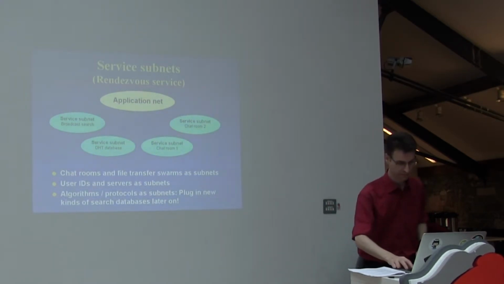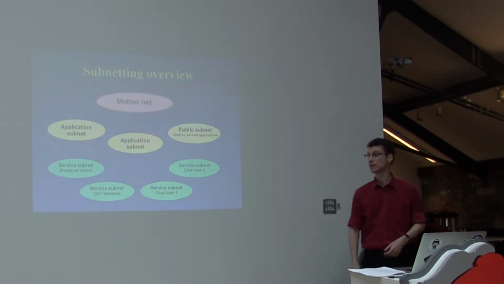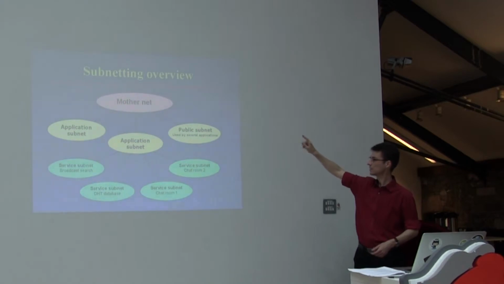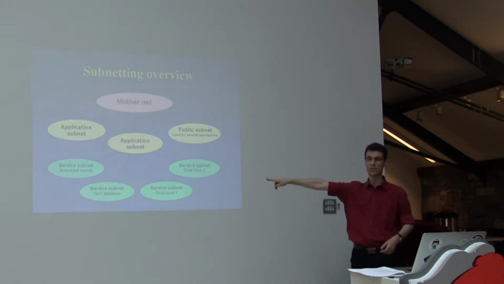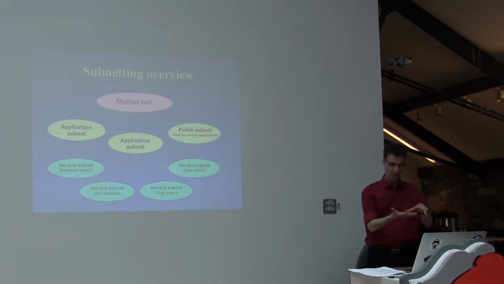We'll go into that. So this is the two layers really. Mothernet, then application subnet, and service subnet. That means nodes that are broadcasting something only broadcast it to nodes that actually want that traffic.